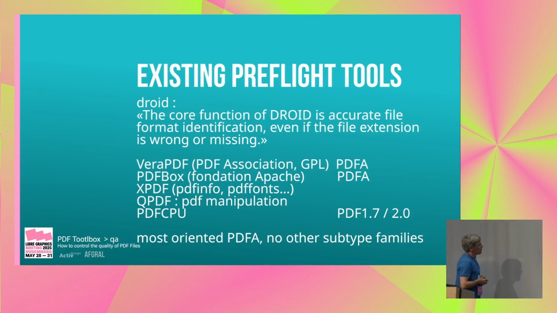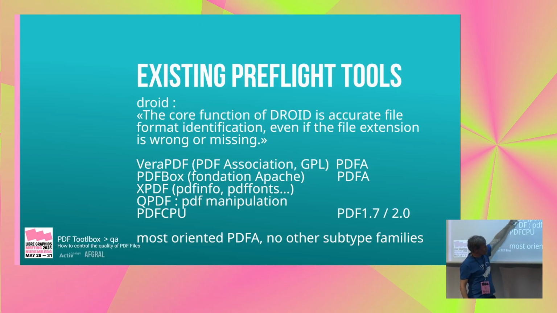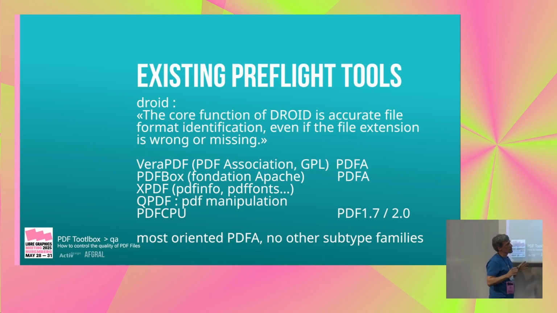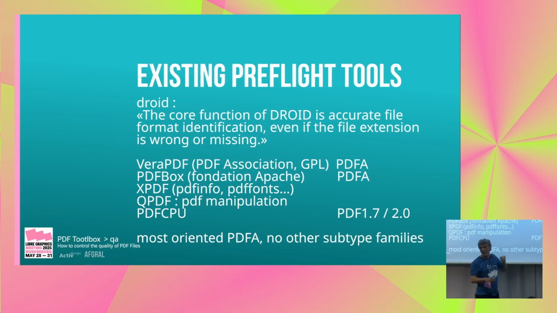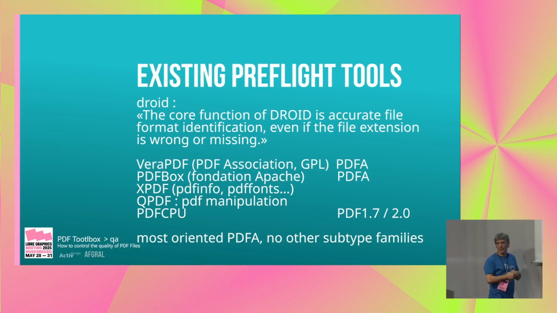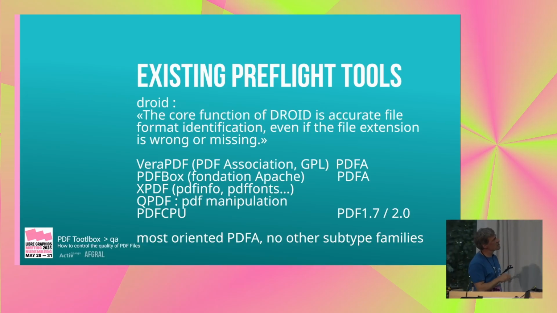We have some verifiers, that's Droid, for example. We have veraPDF, which is a GPL file, so good. We have PDFBox, which is Apache. We have XPDF and many others. Most of them just test over standard PDF, not PDF/X. And when they are more specific, they often do PDF/A, which is not the one we use in printing. So actually, I didn't find any verifier that tests for PDF/X files.